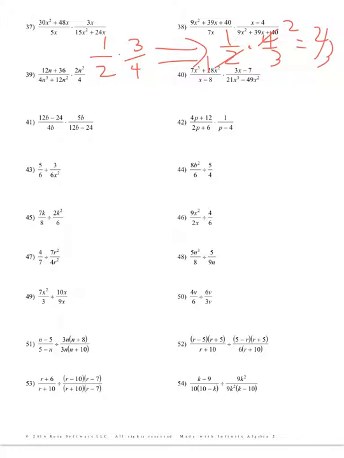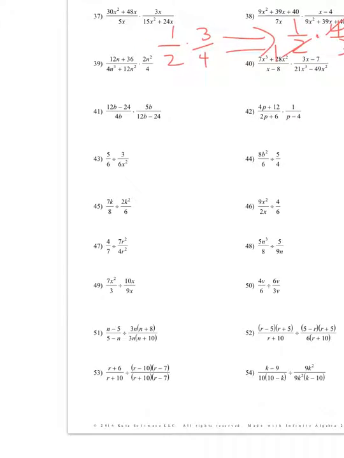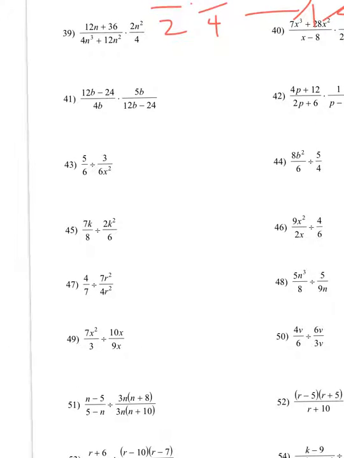Okay, so let's look at 43. And these are monomials now, so we'll start off with some simpler ones. So I am going to make this 5/6, and I'm going to multiply it by the reciprocal of this one because it's division, so 6x squared over 3.